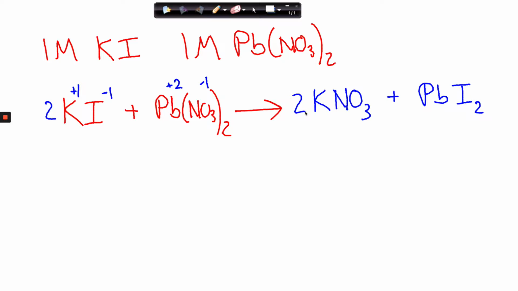You use parentheses when you have more than one of a polyatomic. So notice that this is not in parentheses because there's not more than one of them. Notice this is not in parentheses because it's not polyatomic. So the only time we use parentheses is when there's more than one of a polyatomic.